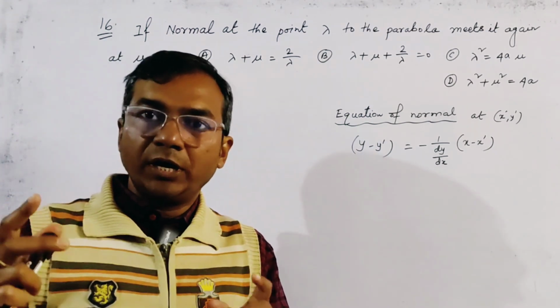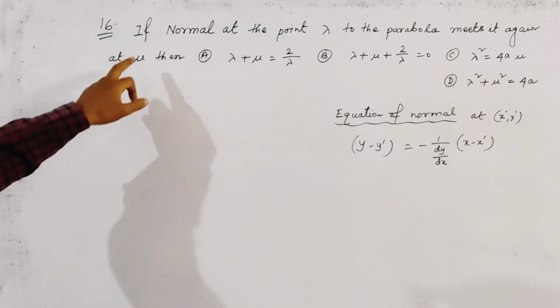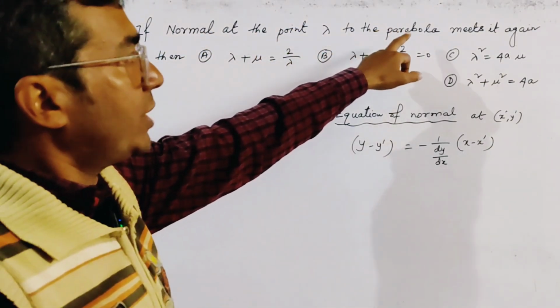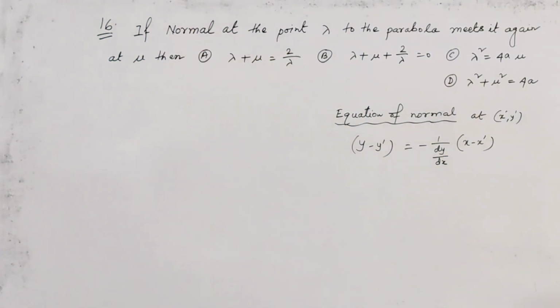MCQ from the application of derivative, and the problem is: if the normal at the point lambda to the parabola meets the parabola again at mu, then four options are given.